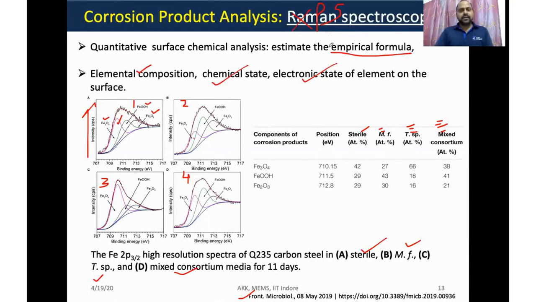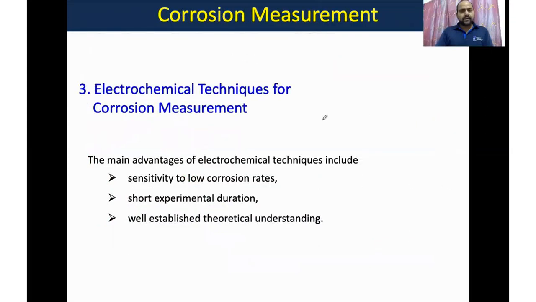So there are more other examples. I would suggest you go for other examples and read 1 or 2 other research articles.